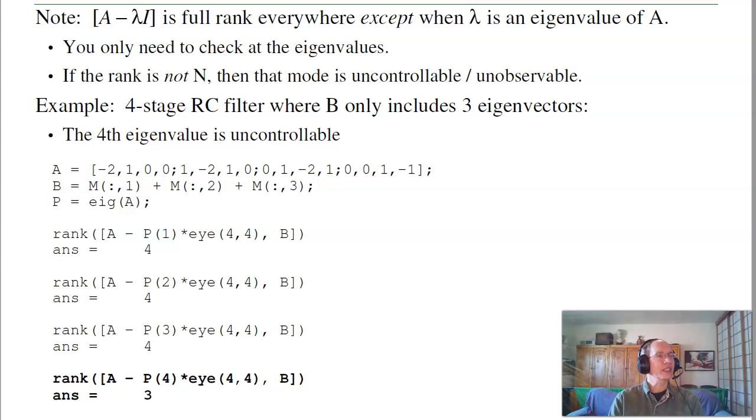So again, if I take the fourth order system and my B matrix is made up of 3 eigenvectors, I can check, is the rank of [A minus lambda I, B] equal to 4 at the first eigenvalue? And yep. Second one, yep. Third one, yep. Fourth one, nope. So the fourth mode is not controllable, which I know because I included the first 3 eigenvectors.